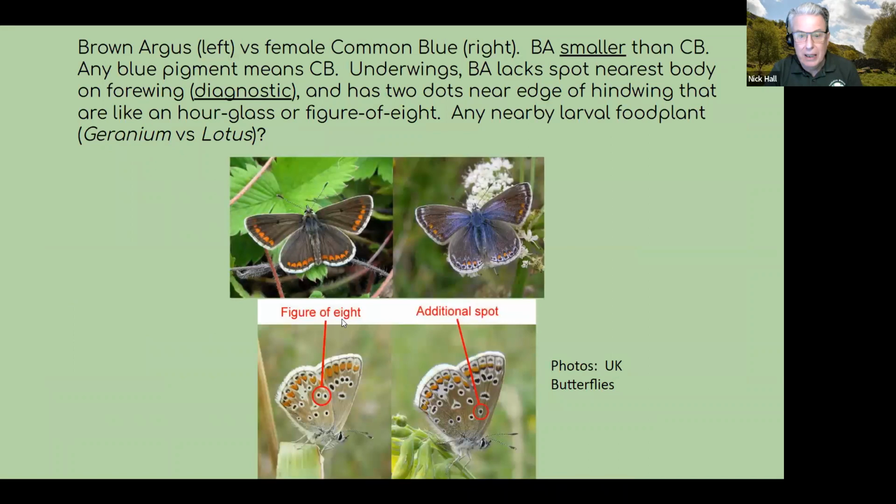If you're lucky to see the underside, there are big differences. The Brown Argus has no spot in the middle of its leading edge, while the Common Blue has a distinct additional spot halfway down, between the last spot there and the body. And these two dots, which are far apart here, are very close together in a figure of eight on the Brown Argus. But it's just so chocolate and it is so orange. It's the main identifier. Very easy to go on.